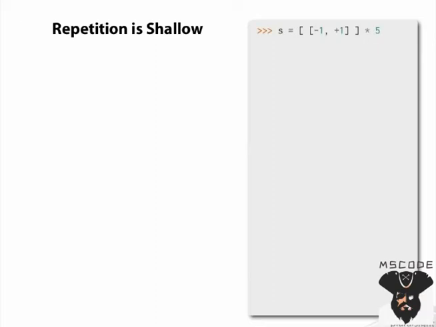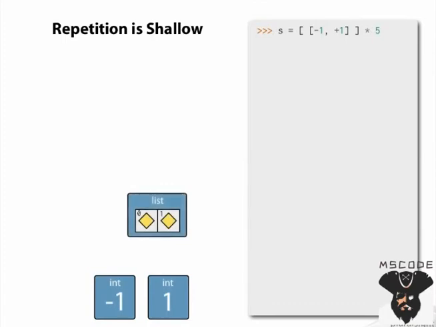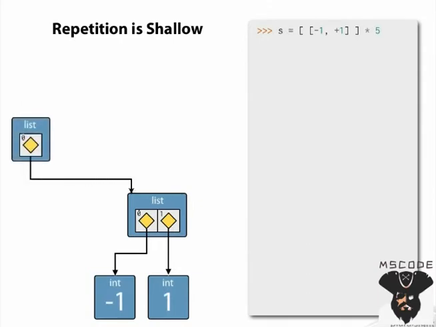Let's see what Python needs to do to construct this data structure. First, two integer objects are created containing the values -1 and +1 respectively. These are referred to by the two elements of the inner list. Python then creates the outer list and arranges for its single element to contain a reference to the inner list.